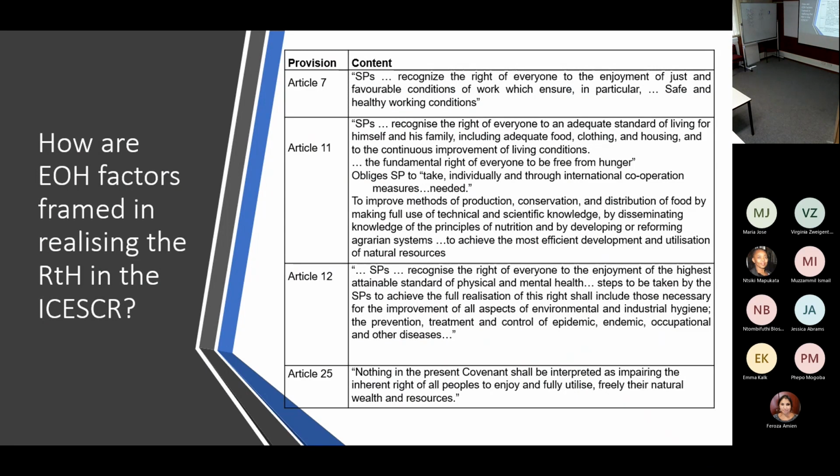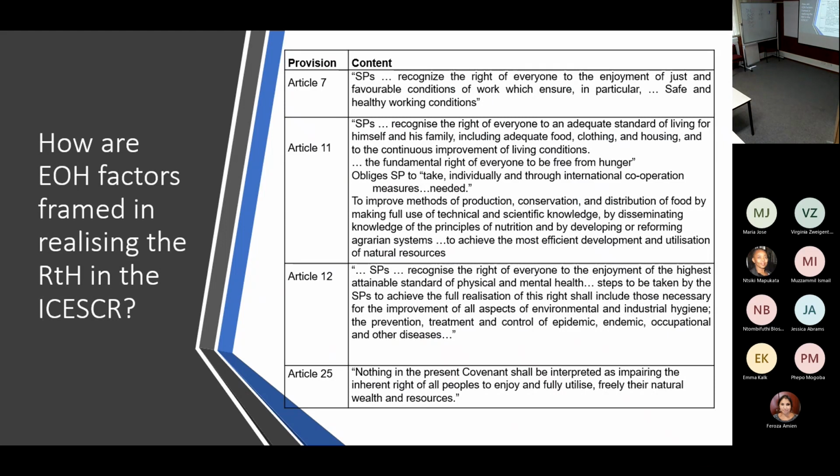The covenant, this specific covenant, actually has 4 articles in which the right to health has been provisioned. That's why our focus was on this specific covenant. So the state parties have Article 7, which requires that they recognize the right of everyone to the enjoyment of just and favorable conditions of work, which ensures in particular safe and healthy working conditions.